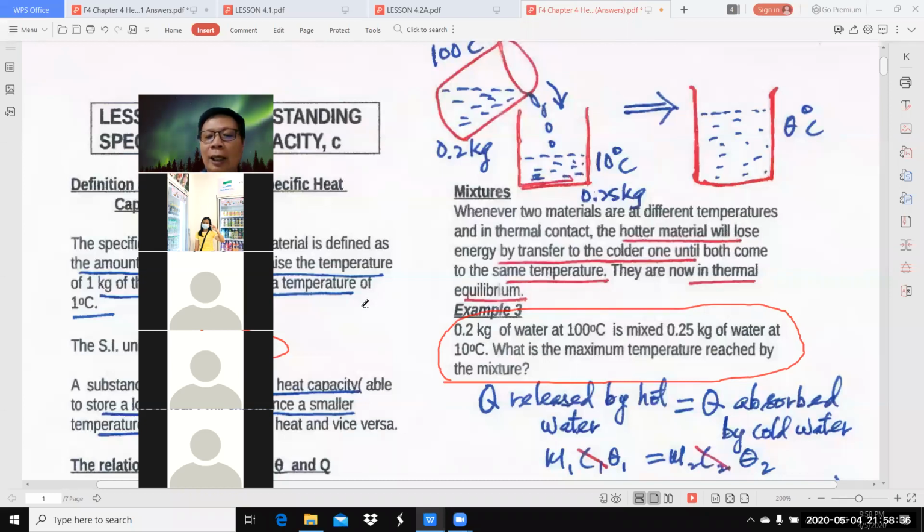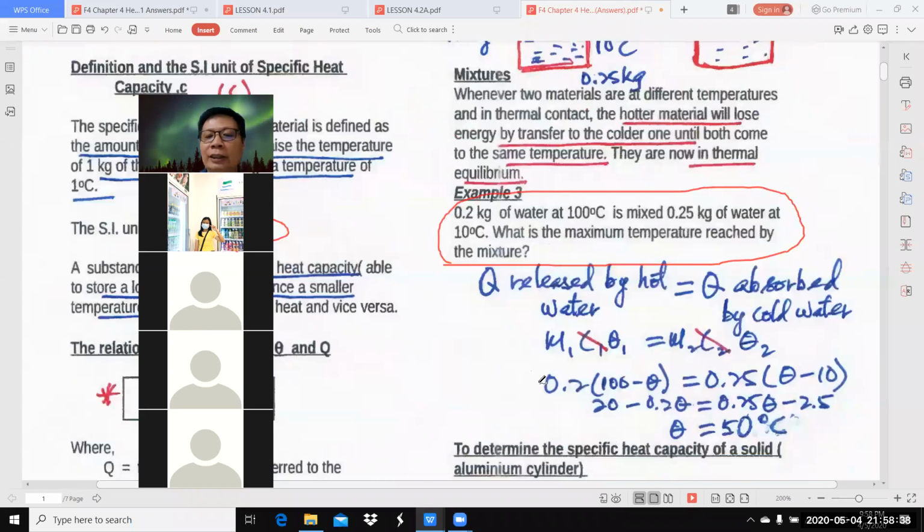Okay, now you see the solution. Very simple. Q, heat released by hot water, formula M1 C1 theta 1. Same, use the same formula. Heat absorbed by cold water, also M2 C2 theta 2, sorry. You use the same formula, M C theta, but you put 1 here, 2 here. Now you see here, C1, C2 I cancel.